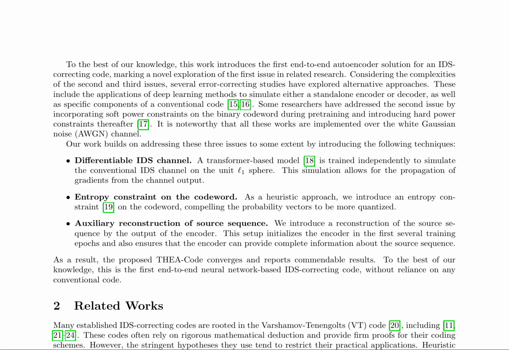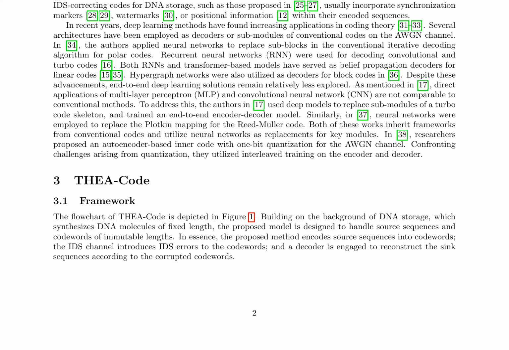with commendable performance. The THEA-Code is the first instance of a deep learning-based code independent of conventional coding frameworks in the IDS-correcting domain. Comprehensive experiments, including an ablation study, provide a detailed analysis and affirm the effectiveness of the THEA-Code.